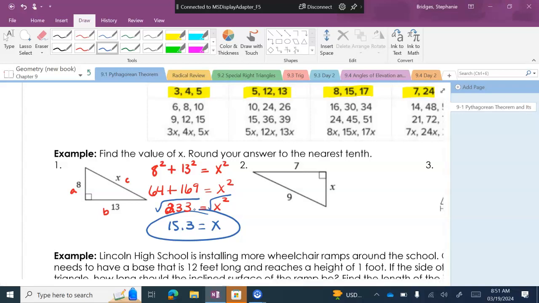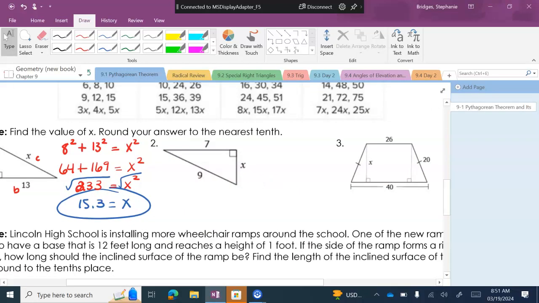I'm going to let you work on 2, but let me ask you a question first. Which one of those is my hypotenuse, 7x or 9? 9. Okay, so that's C. The other 2, it does not matter which one I call A and which one I call B. It really doesn't matter how you set it up. I could call 7 A or I could call x A. It really doesn't matter. We're going to square each one of them. So I'm going to say 7 squared plus x squared equals 9 squared.